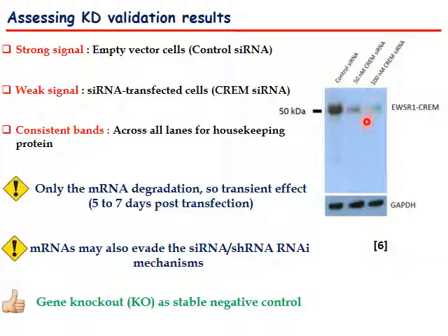The gene knockdown validation involves mRNA degradation, not the complete removal of the mRNA, so the effect is only transient. After successful transfection, the knockdown effects remain only for 5 to 7 days. In addition, the mRNAs may sometimes evade the RNAi interference mechanism. So this is the temporary effect. If we want to go for the stable negative control, the gene knockout methods may be preferable, where the genes are removed genome-wide on a permanent basis.